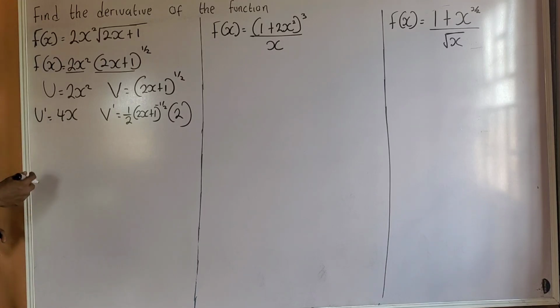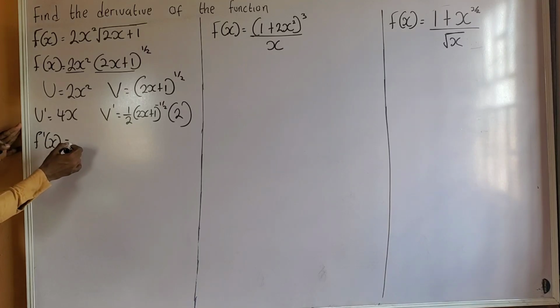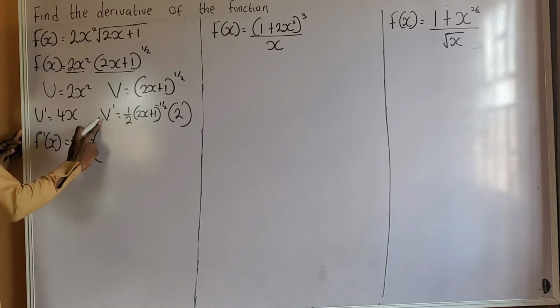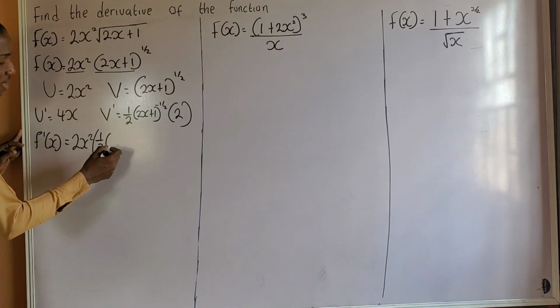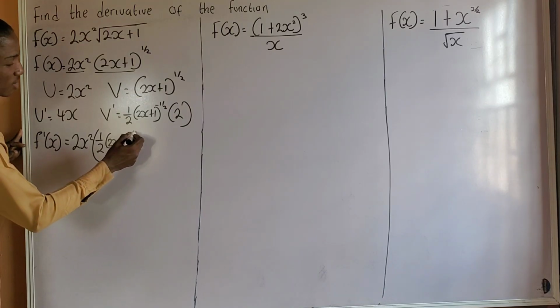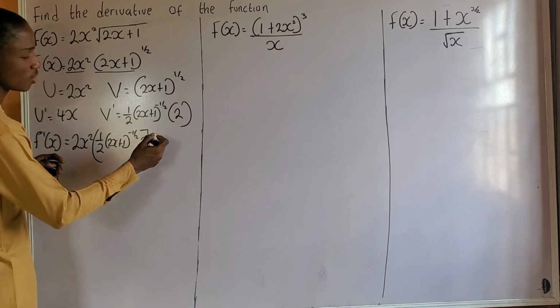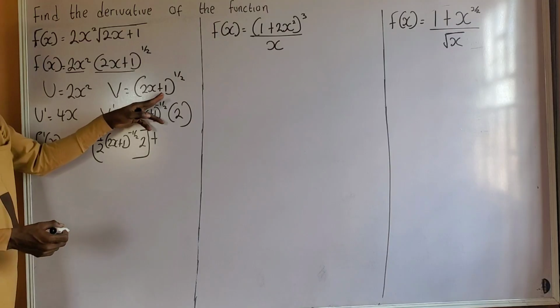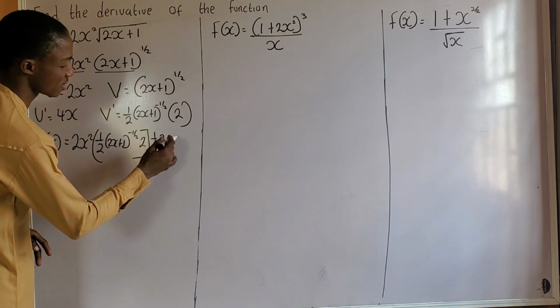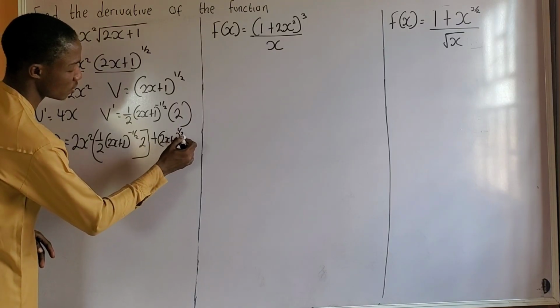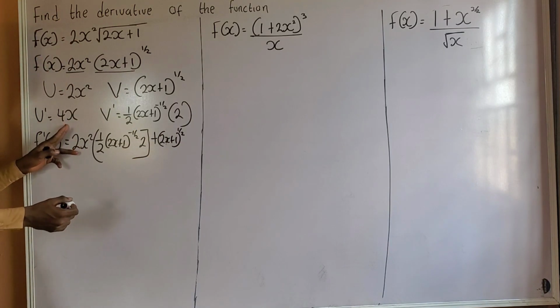Okay. Now, having differentiated u and v, according to the product rule formula, the derivative of f of x will be equal to u, which is what, 2x squared multiplied by dv. dv is the derivative of v. Derivative of v is what? 1 over 2 multiplied by 2x plus 1 raised to the power of negative 1 over 2 multiplied by 2. u dv plus v. v is what? 2x plus 1 raised to the power of 1 over 2. I'm going to have 2x plus 1 raised to the power of 1 over 2, v du. du is 4x, so I'm going to multiply by 4x.